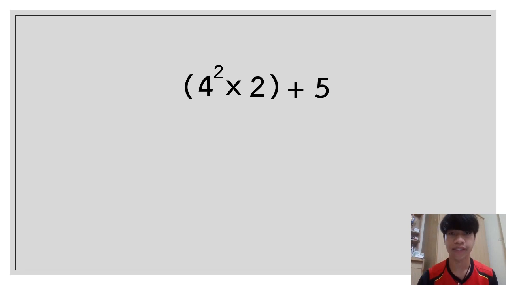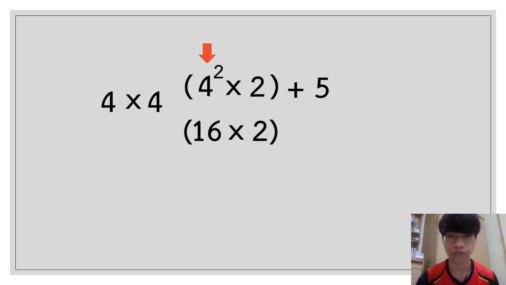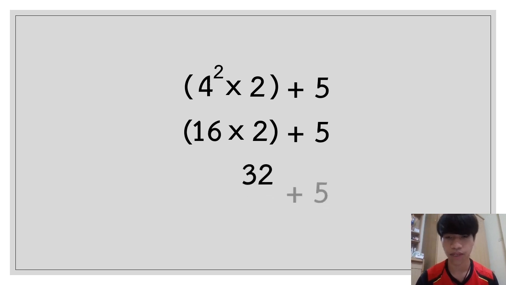If you get a problem like this, 4 power 2 times 2 plus 5, you see, the exponent is first. So 4 power 2 is 4 times 4, which is equal to 16. And 16 times 2 plus 5 is equal to 32 plus 5. And 32 plus 5 is equal to 37. Okay, next.